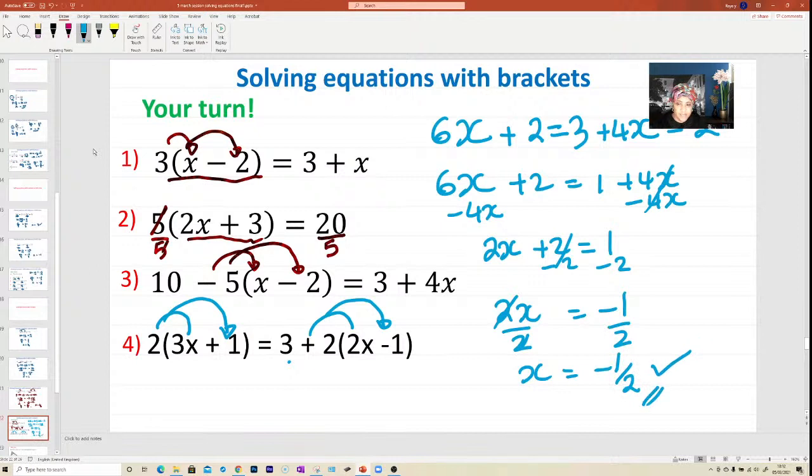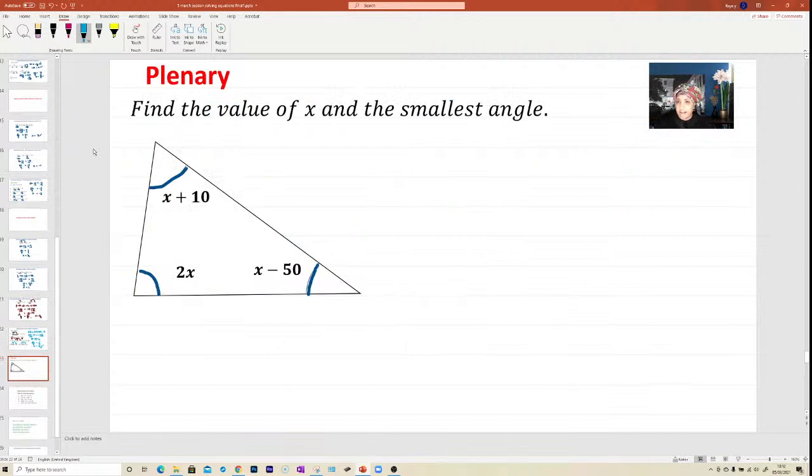Okay. Right, let's go to the next one. It's the last question for this session. What will you do? We need to find the value of x and the smallest angle. Okay, so should I give you 2 minutes to do this? And let me see the answers on the chat, okay?